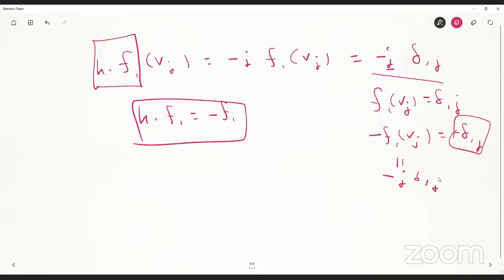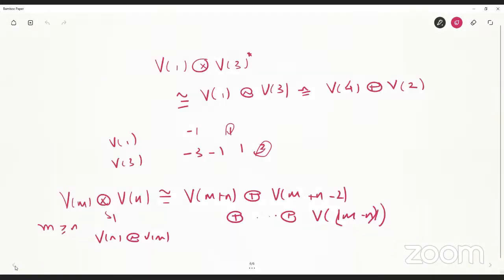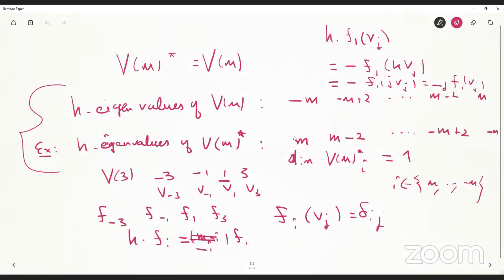So once you know how it acts on the basis, you know how it acts. Maybe what I wrote there is not correct. It's a minus of. But that is what I wrote there actually, the minus only. So if you take minus m, you get m. You get minus m plus 2, you get m minus 2. This is the thing you have to observe. Okay, any more questions?